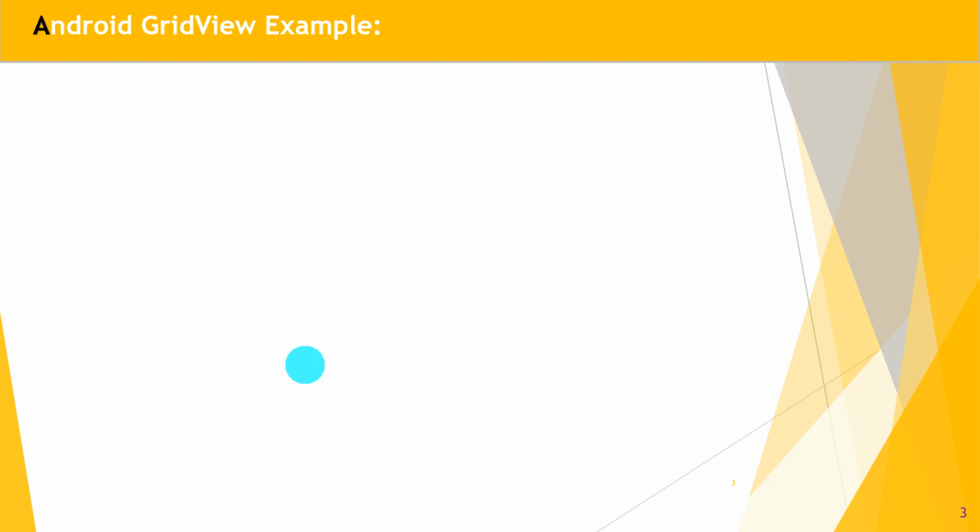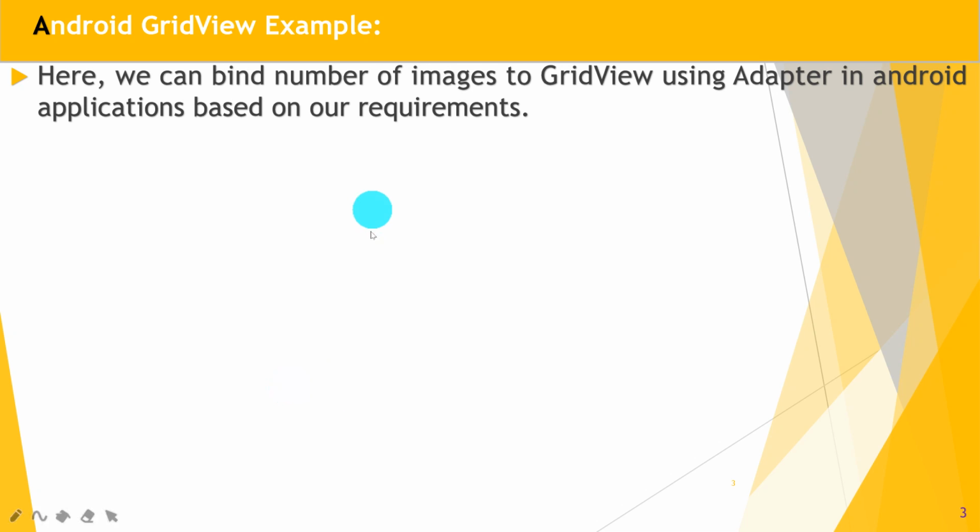So, Android example of grid view. Here we can bind a number of images to the grid view using an adapter in the Android application based on our requirement. So we can take one grid view. On the grid view we have to attach a number of images in rows and columns. Great.